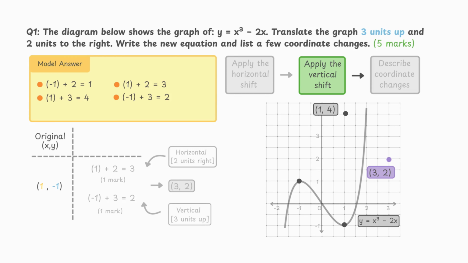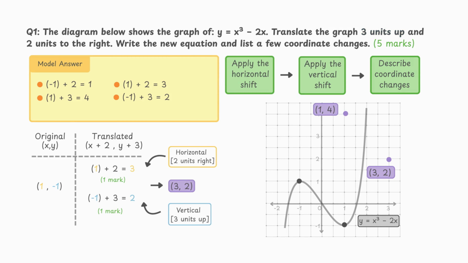Notice that both translated coordinates follow exactly the same movement pattern. The coordinate -1, 1 became 1, 4. And the coordinate 1, -1 became 3, 2. This helps us clearly visualize how the graph shifts 2 units right and 3 units upward. The image also reminds us of the coordinate rule, original x, y. Translated, x plus 2, y plus 3. This means every point on the graph follows the same translation rule. Every x-coordinate increases by 2 and every y-coordinate increases by 3. That secures the remaining marks in the exam.